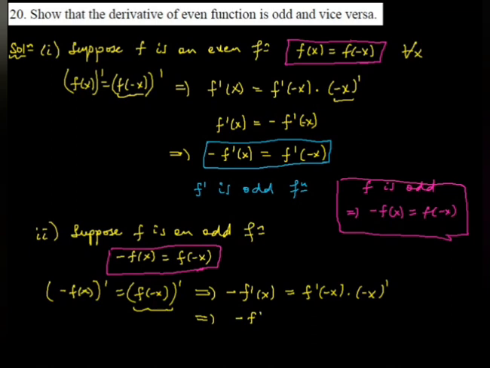Minus of f prime of x is equal to minus f prime of minus x. Multiply both sides by negative 1, it gives us f prime of x is equal to f prime at minus x.